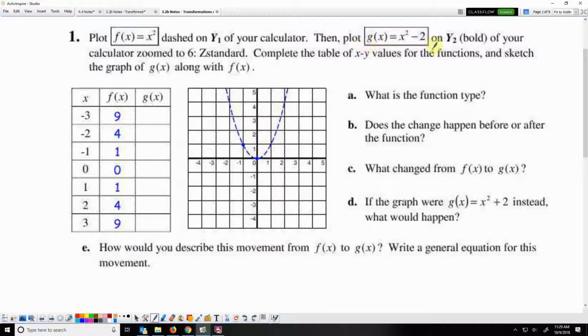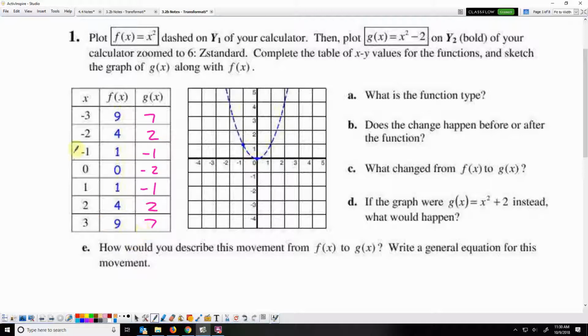G of x, and it says plot it on your calculator, but we're just going to do this by hand here. So g of x is x squared minus 2. Negative 3 squared is 9, minus 2 is 7. Negative 2 squared is 4, minus 2 is 2. Negative 1 squared is 1, minus 2 is negative 1. 0 squared is 0, minus 2, negative 2. 1 squared is 1, minus 2 is negative 1. 2 squared is 4, minus 2 is 2. And 3 squared is 9, minus 2 is 7.